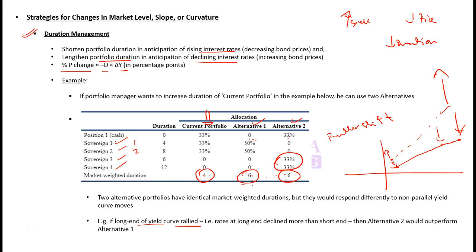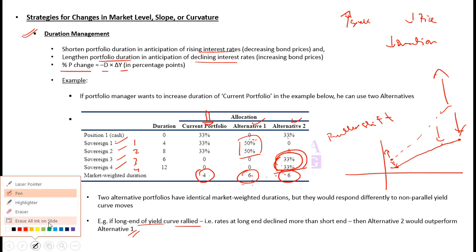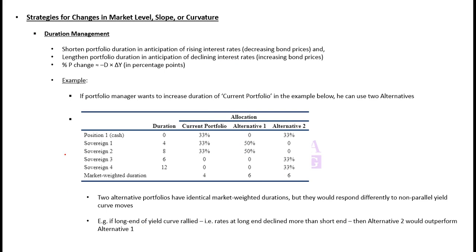Let's say the maturity is 1, 2, 3, 4 years. So alternative 2 is more exposed towards the longer end. That means alternative 2 will benefit more compared to alternative 1, so in that case, alternative 2 will outperform alternative 1. Based on the expectations of change in the yield curve, you should be able to decide which portfolio would give you the higher return or which portfolio would give you the lower return. This is duration management.